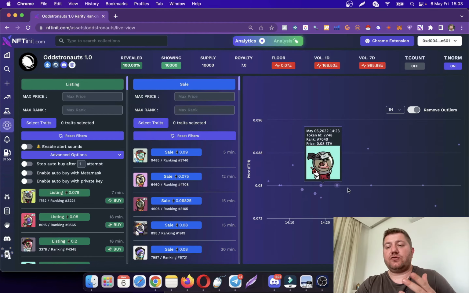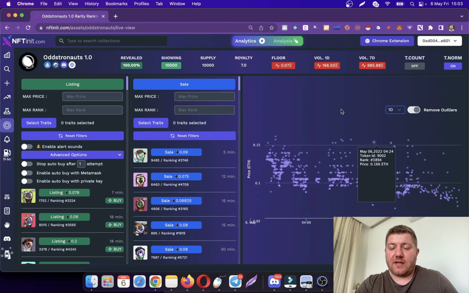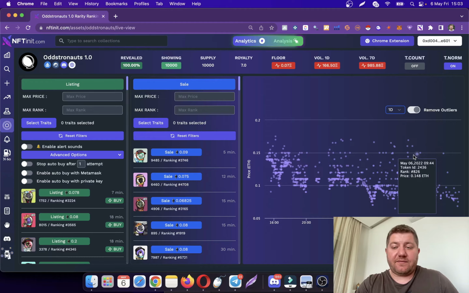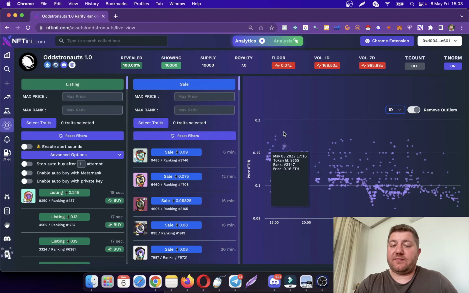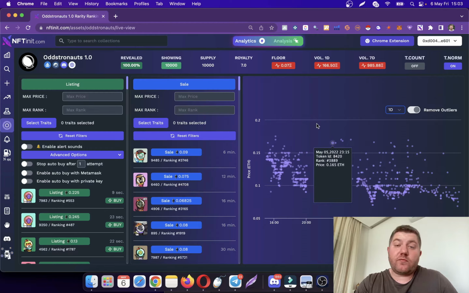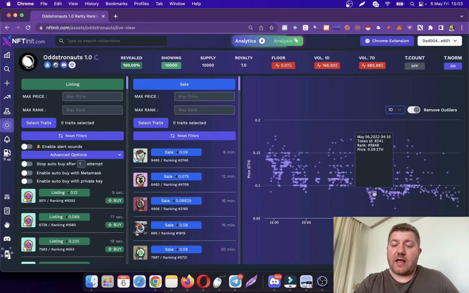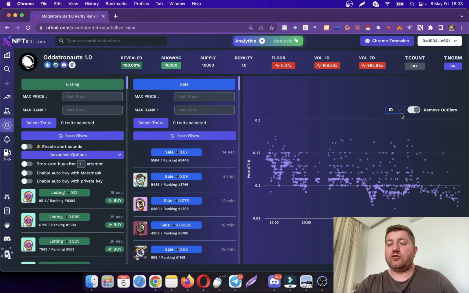On this chart, you can change the time frame. You can see which NFTs, in terms of ranking, were sold for how much and when. You will probably notice the NFTs that are sold on the upper part have better rankings, or they might have some special traits, and NFTs that were sold around the floor are the common ones. You can change the time frame here.